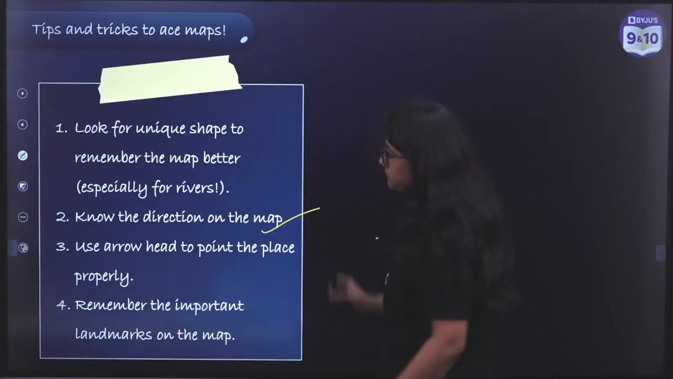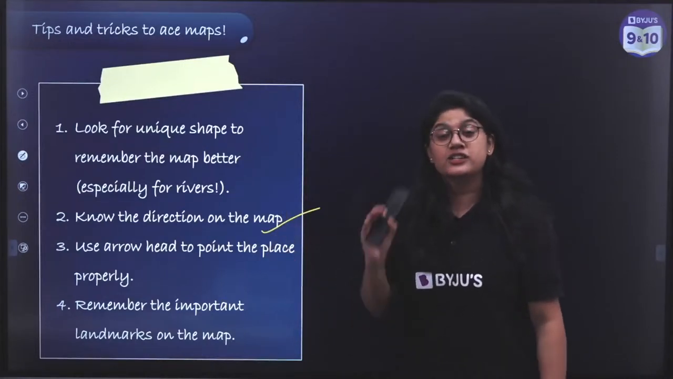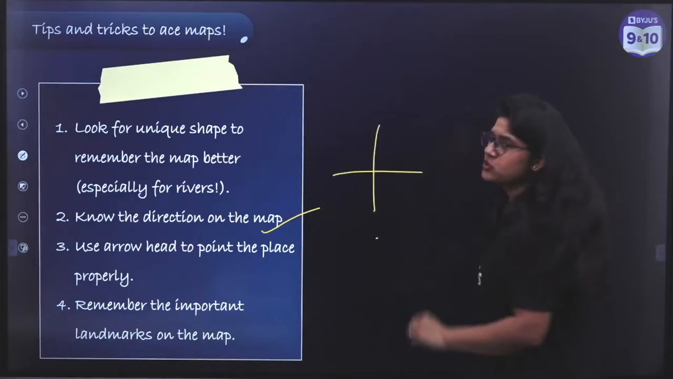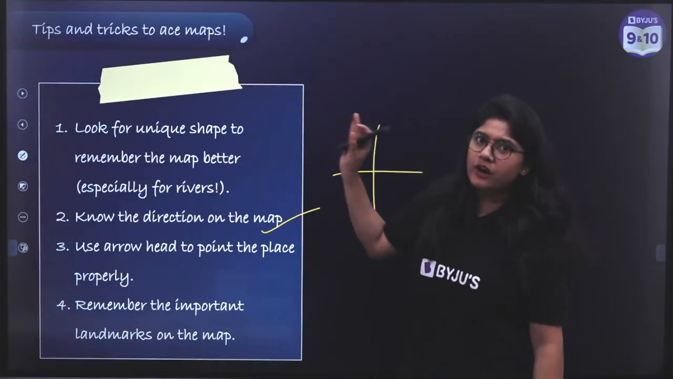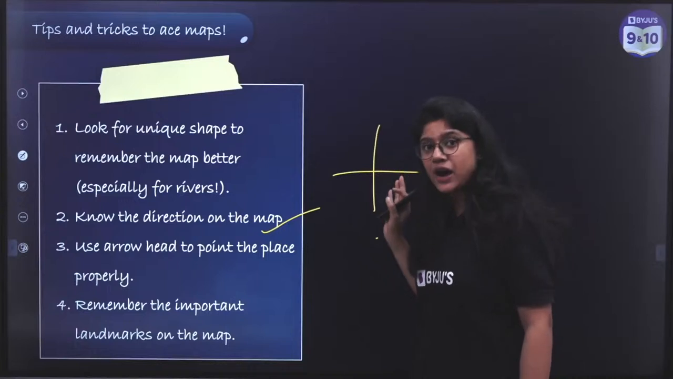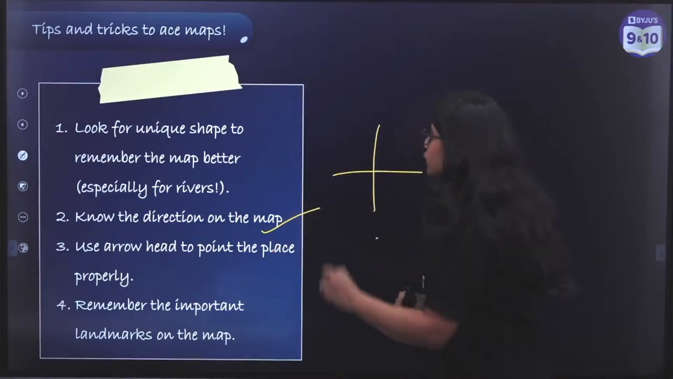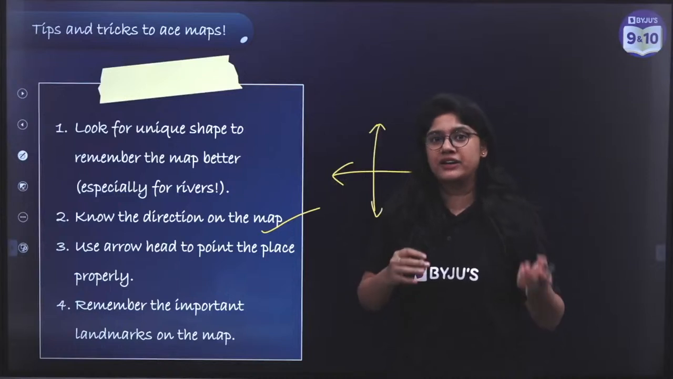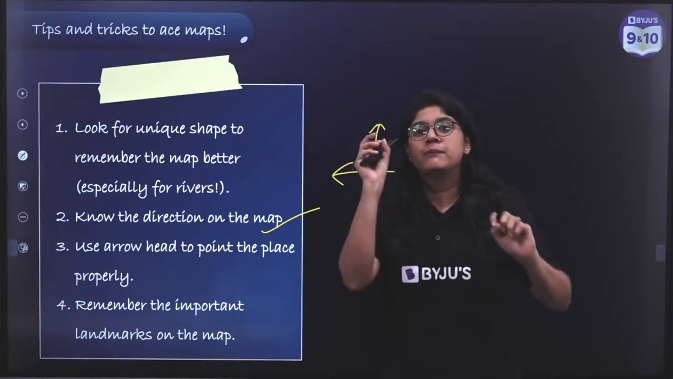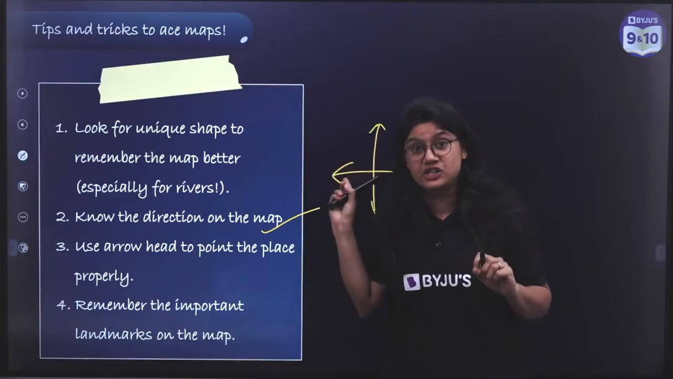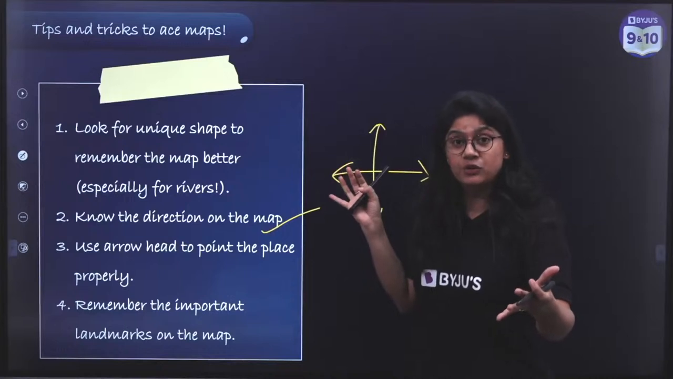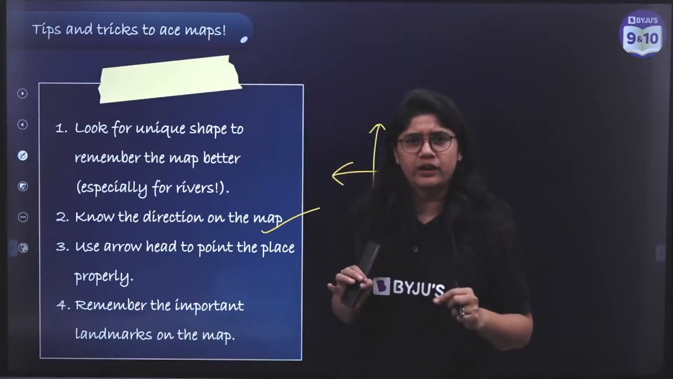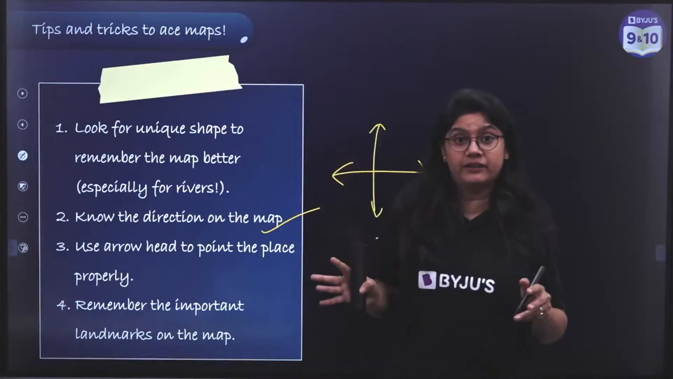Then comes, of course, know the direction. Now, it's very, very important. Please know the direction. Usually, map pe aapko char direction diye honge. North, east, right. Then we have south and we have the west also. So, always, jab bhi aap, whenever you're plotting something, right, jab bhi aap map pe mapping kar rahe ho, please make sure to remember the directions. Based upon that only, you'll be able to get the answers very easily. Aap bahut easily mark kar doge. To ye actually help karta hai.